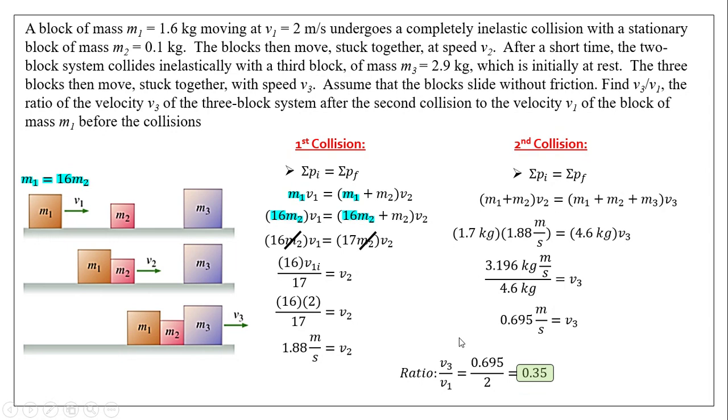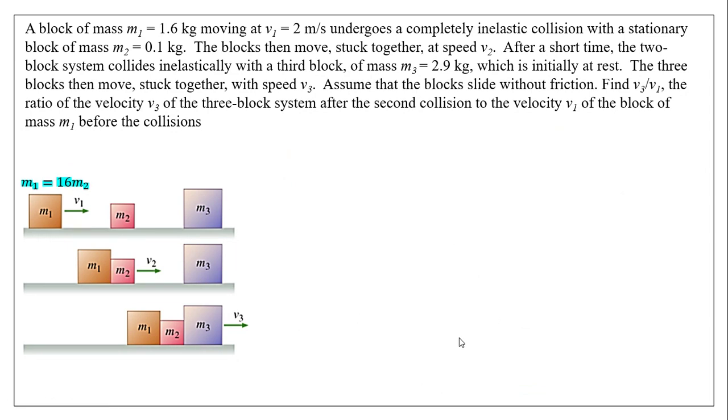However, if you don't want to break up two collisions, you can actually just do it as one entire system. So here, my second strategy, I'm just going to do the system. Here, I've chosen to write M3 in terms of M2. Once again, you don't have to, but M3 is given as 2.9 kilograms. M2 being 0.1, if you take 0.1 times 29, you'll get 2.9, which matches M3. So I can say that M3 is 29 times as much as M2. Or you can just use the numbers and plug and chug.